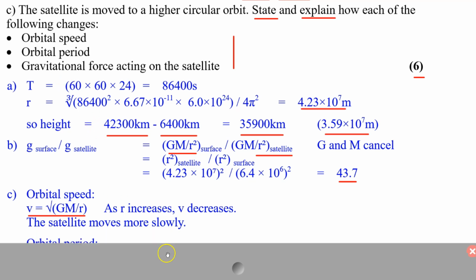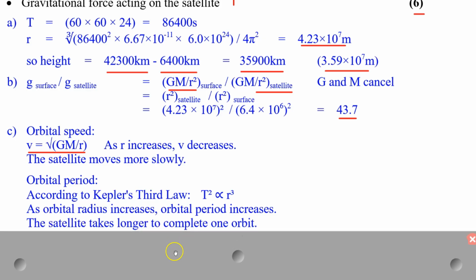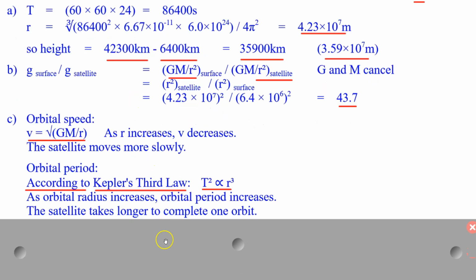What happens to the period? Let's have a look. So this is going to be Kepler's third law. According to Kepler's third law, really nice little expression, according to this formula, according to this law, good exam technique. So as r increases, the orbital period will increase as well. So the satellite is going to take longer to complete one orbit. So we kind of knew that already, but now we're actually making reference to a formula or a law in this case.